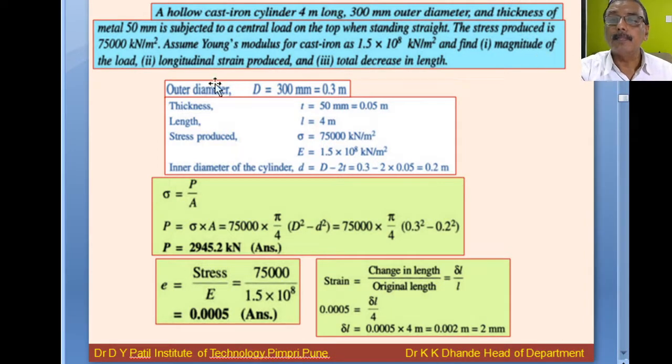So first answer, magnitude of the load, is 2945.2 kilonewton. Our second answer, longitudinal strain small e is equal to 0.0005, and third answer, total decrease in length or change in length, is equal to 2 mm.